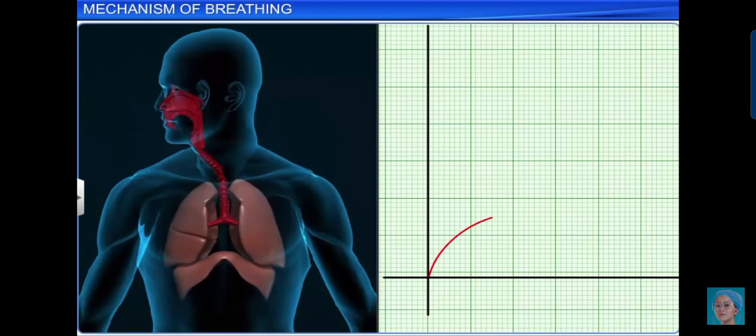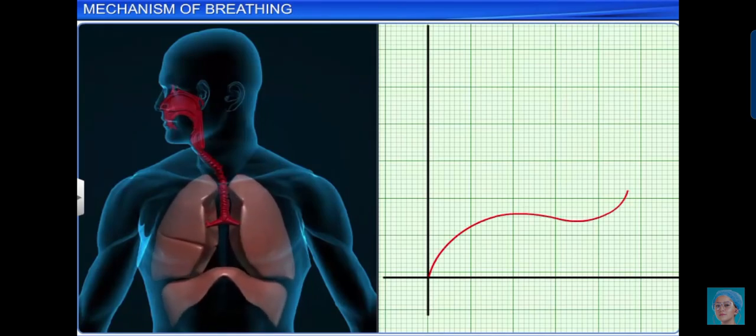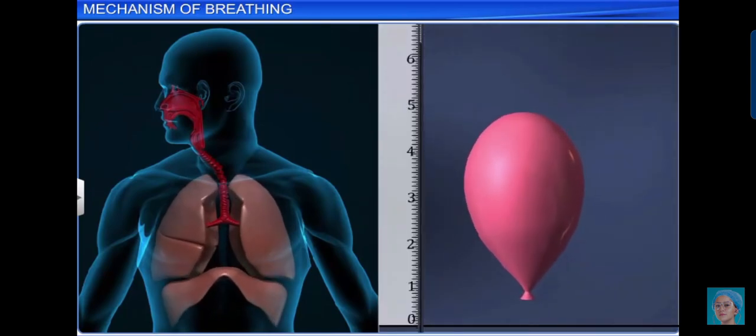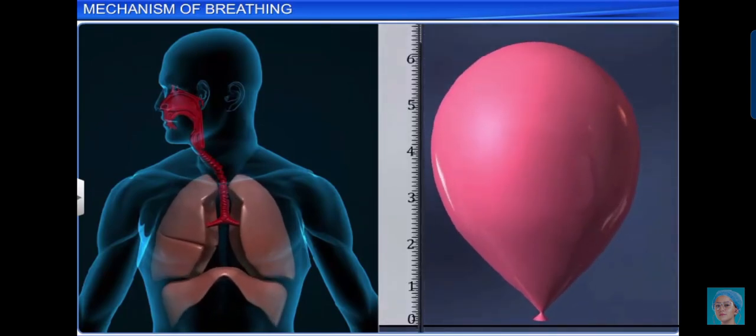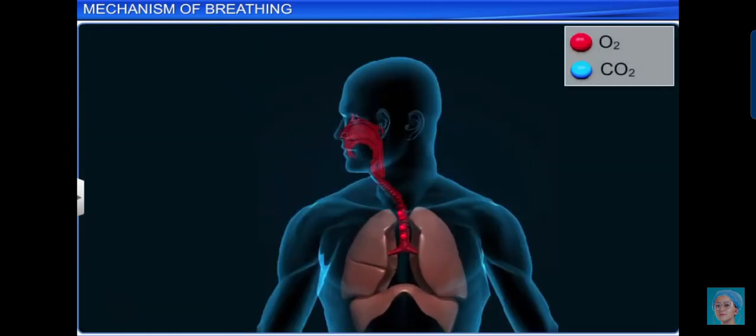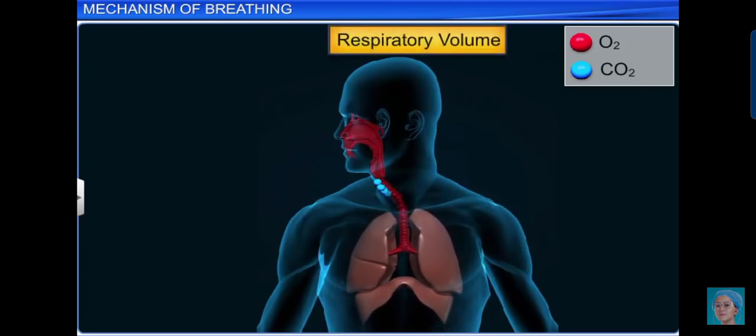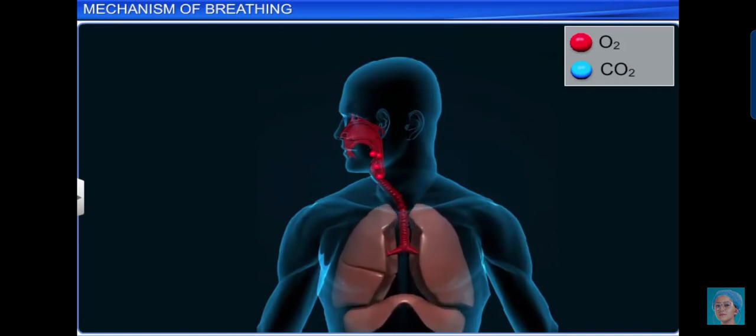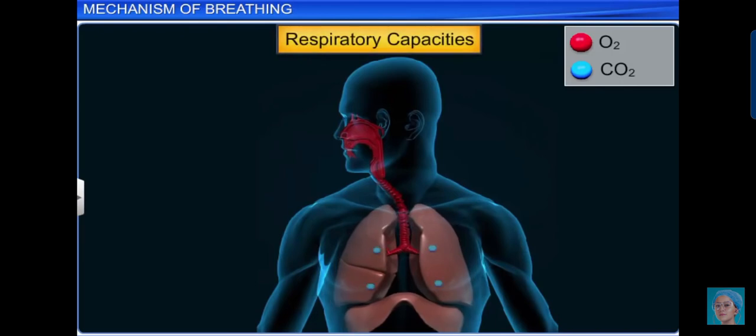We have seen how we breathe. But can we measure how much we can breathe? An average lung can hold about 6 liters of air, of which only a small amount is used during normal breathing. The volume of gas contained within the lungs is called respiratory volumes. And different combinations of lung volumes are called respiratory capacities.